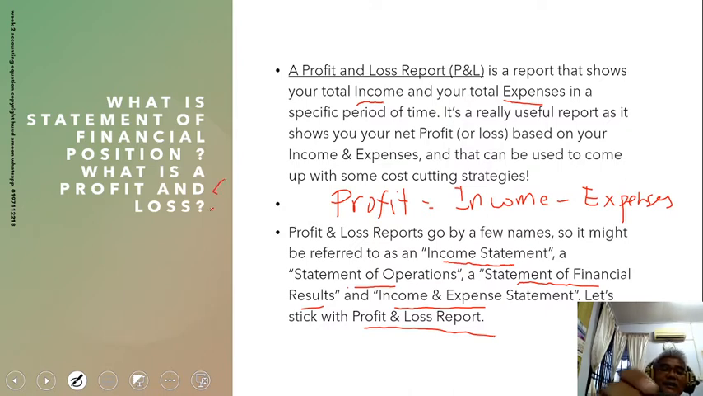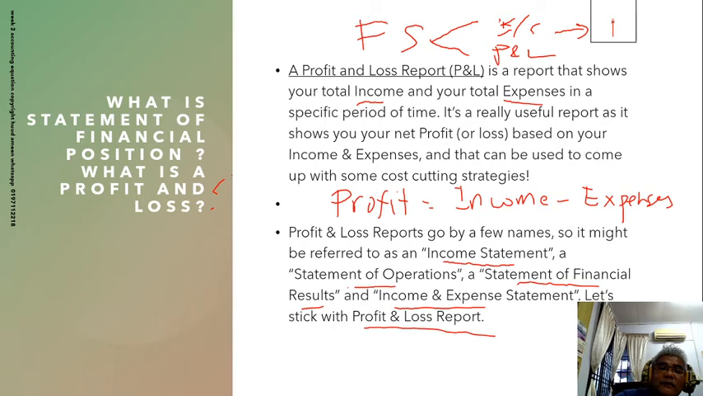So the financial statement can be divided into balance sheet and P&L. Balance sheet is the statement of financial position, and P&L is also the income statement.